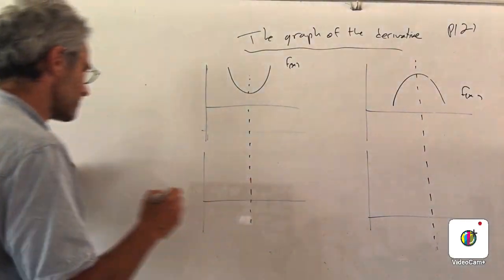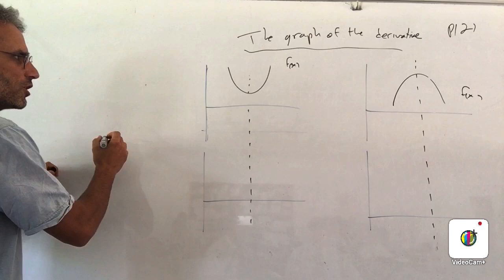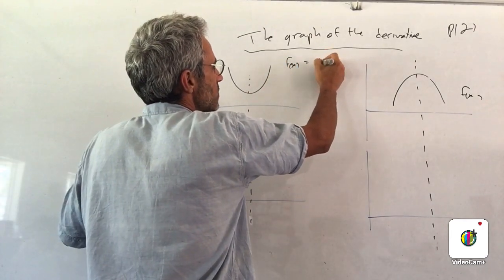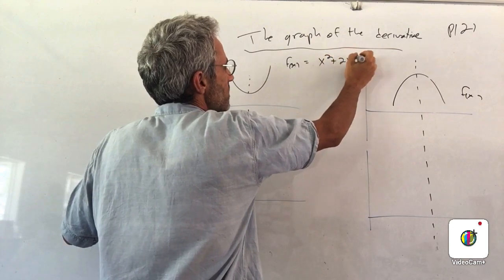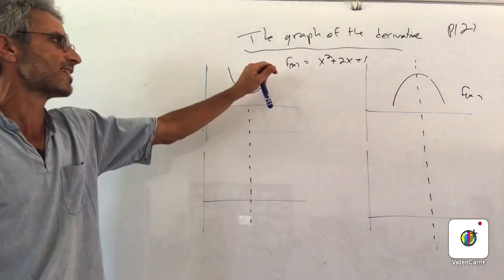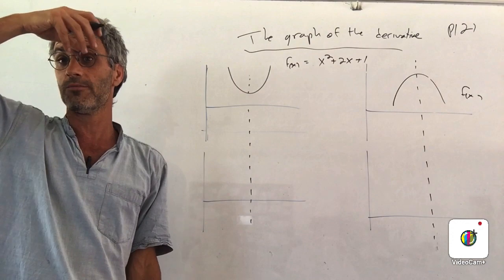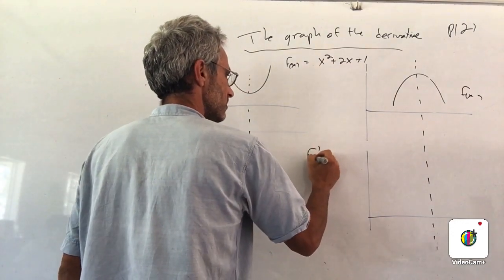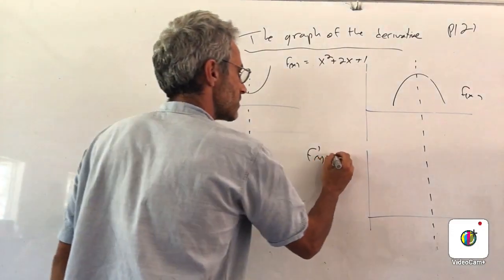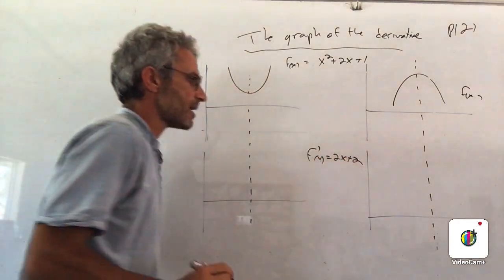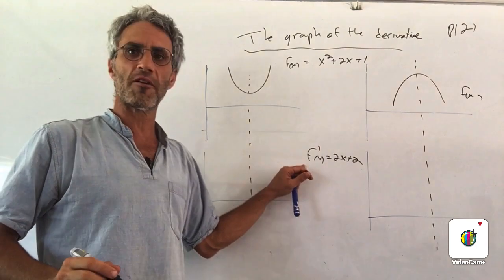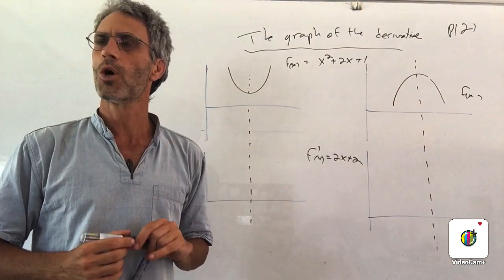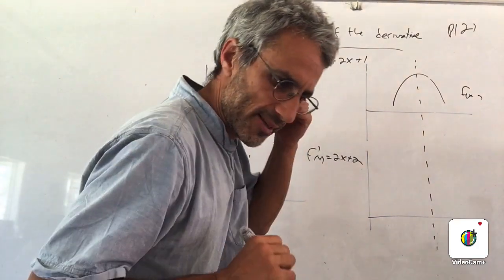So let's say I have a function, let's just draw that. Let's say we have x squared plus 2x plus 1. I'm not saying that this actually looks like that, but just to give it a certain function. What will be the derivative? 2x plus 2. So all I'm saying at this point is that the derivative itself is also a function which we can then plot.